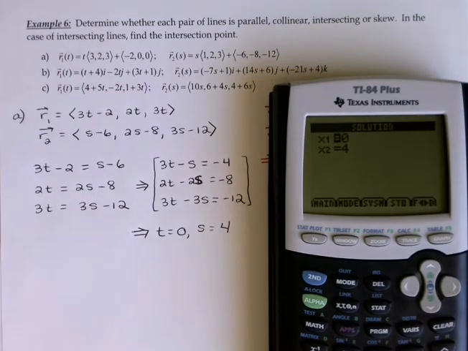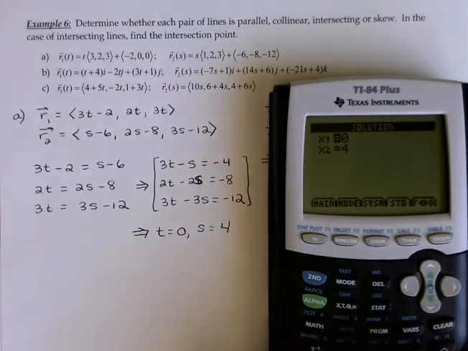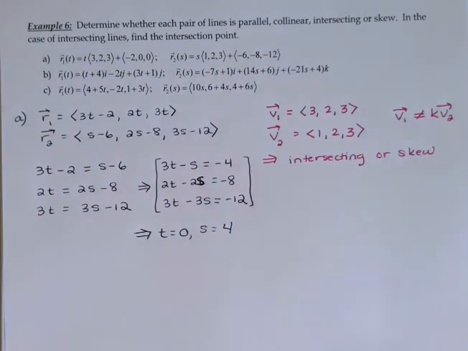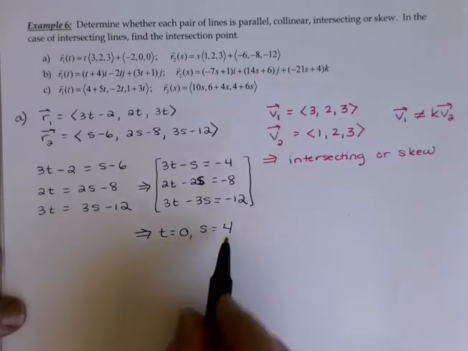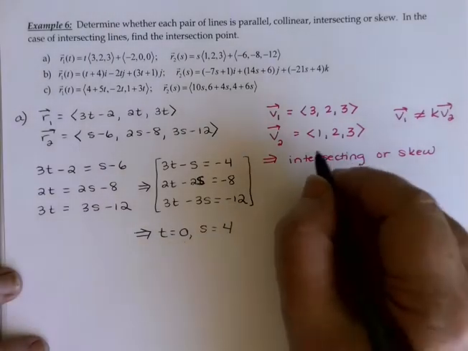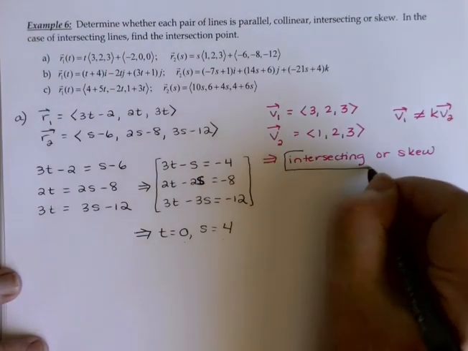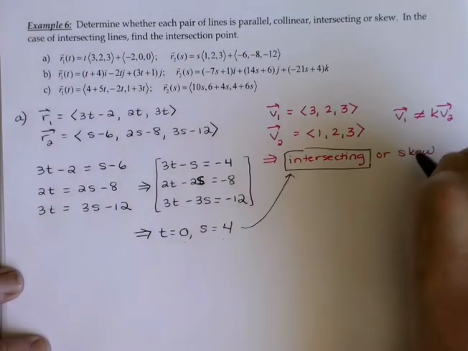Again, you can use a matrix method on your calculator. You can do it by hand using an elimination method or a substitution method. However you would like to do your systems is perfectly fine with me. All right, so in this case, I am going to be able to find an intersection point. So I now know that these lines are intersecting, not skew.